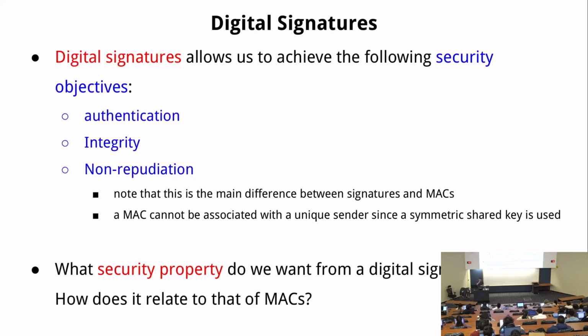So if there is a need to tell which one of those two parties generated a message, MAC cannot do that. However, a public key crypto system can do that because everyone will have their own public key and private key. So this is the main difference between a digital signature and MAC.